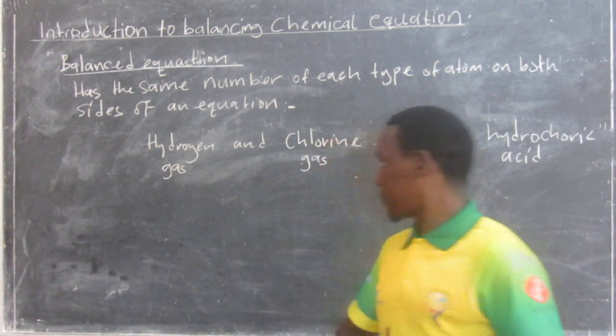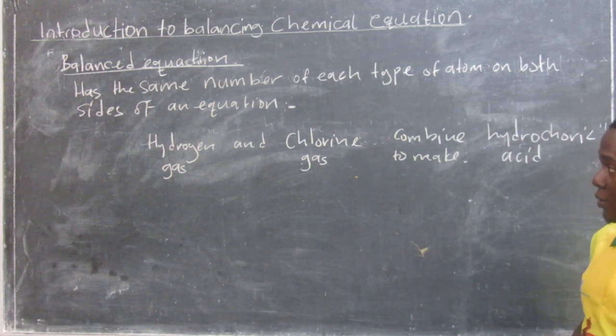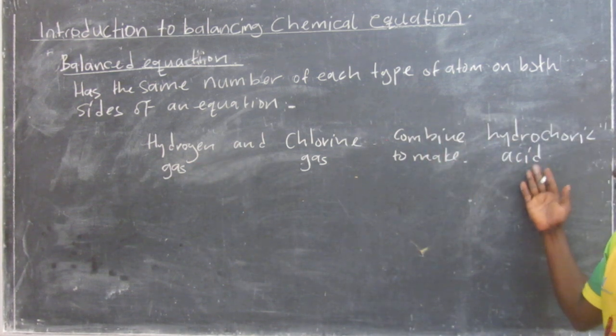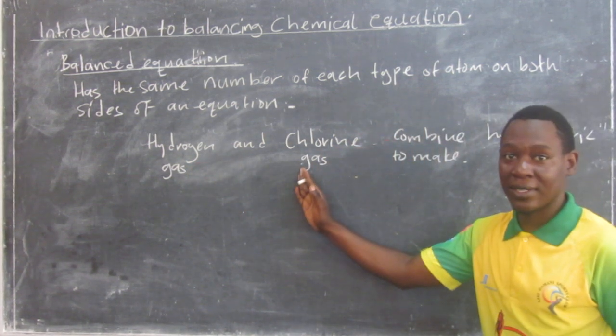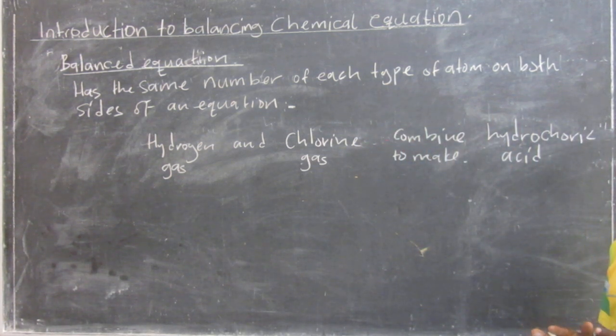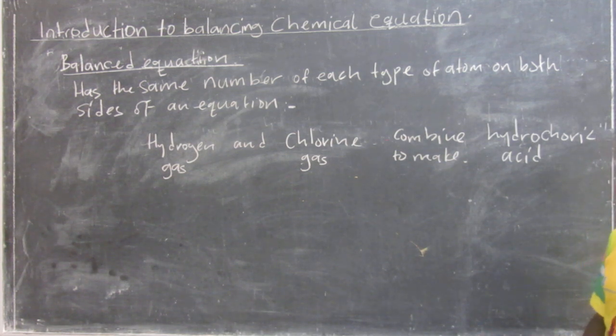The same concept here. Now in this case, to balance an equation, we need to make sure the number of hydrogen on this side is the same as hydrogen on this side, and the number of chlorine on this side is the same as chlorine on this side. That's going to be our main concern today in this lecture, so we can understand and see how it works.